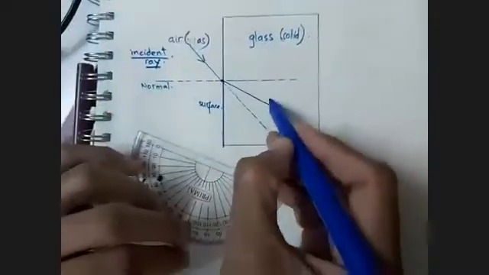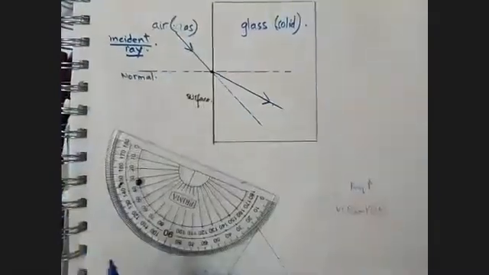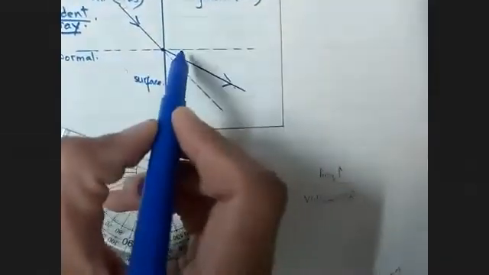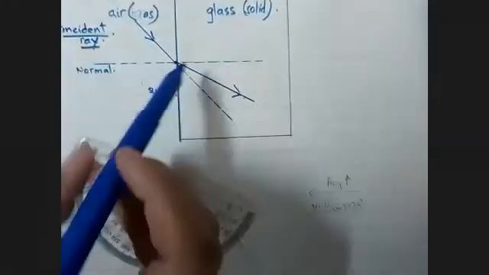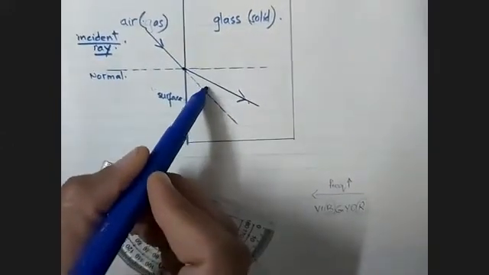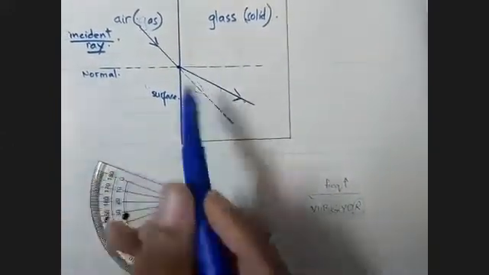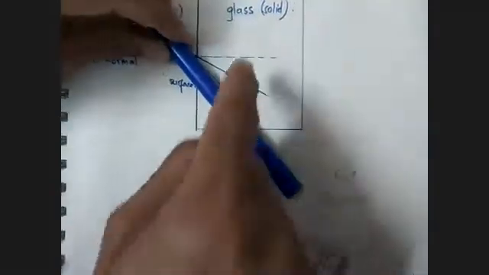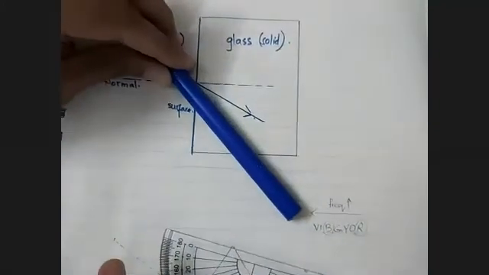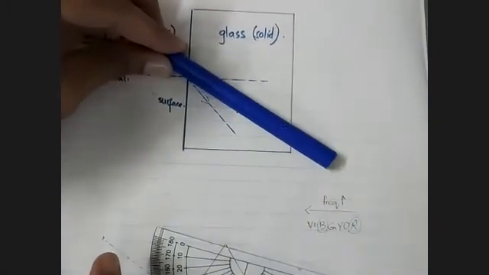It bends towards the normal. Now, how do I know that it has bent towards the normal? See, initially, if it had continued unhindered, it would have gone this way. But can you see that it has deviated? And this is the normal, right? This was the normal. It deviated towards the normal.